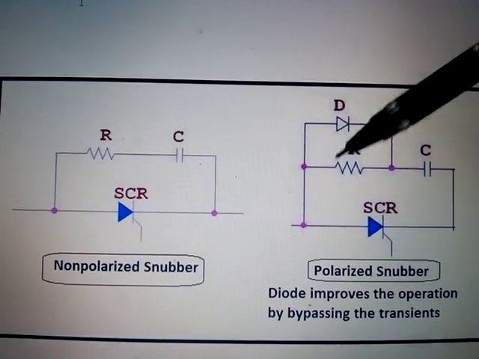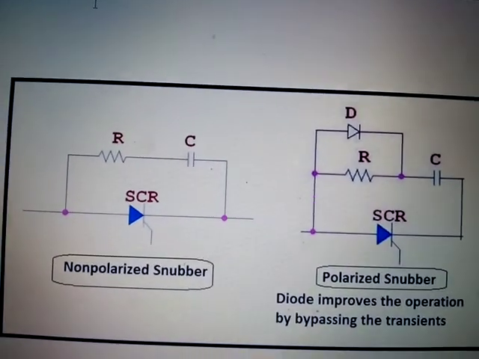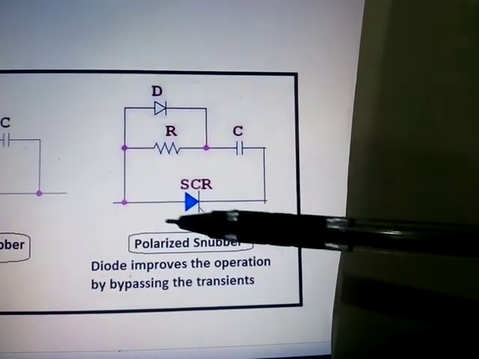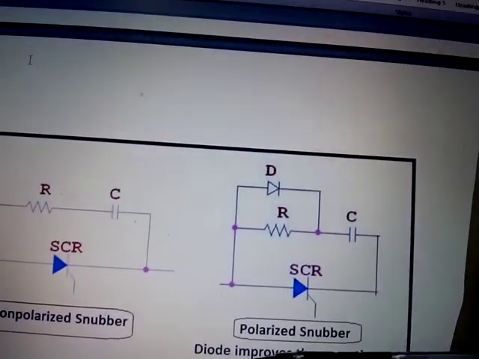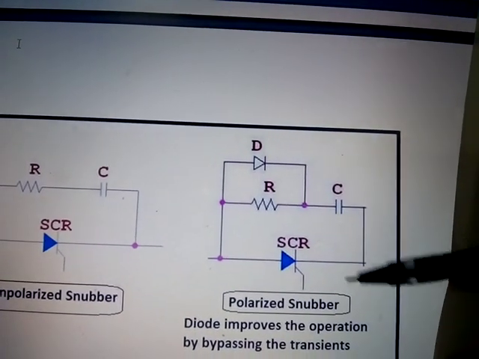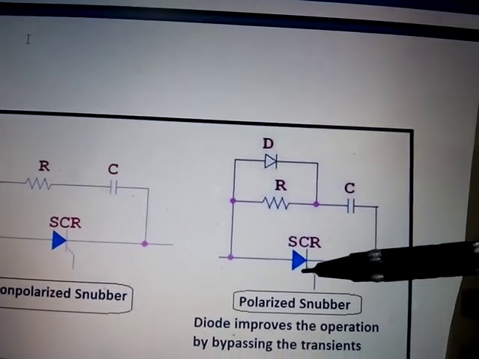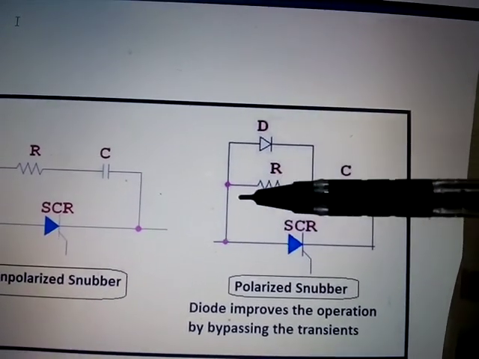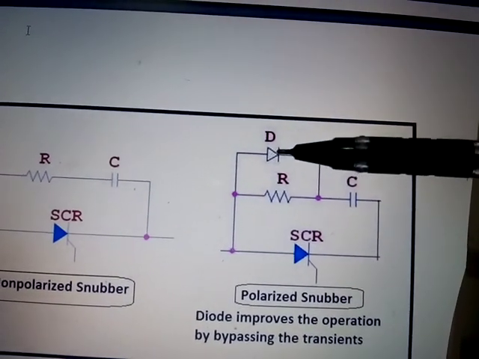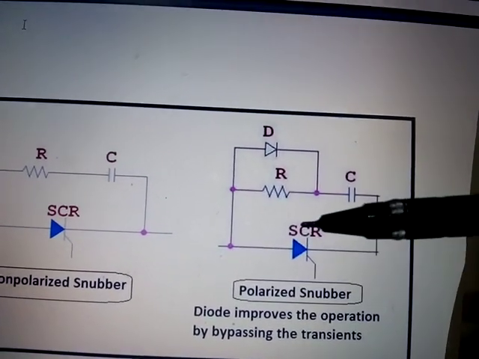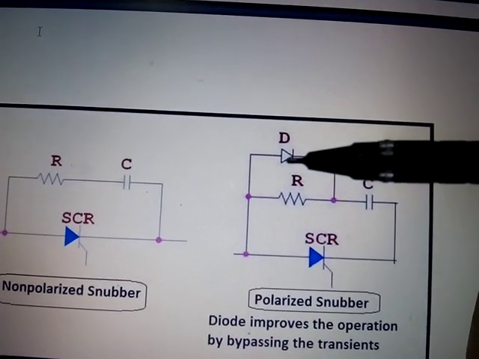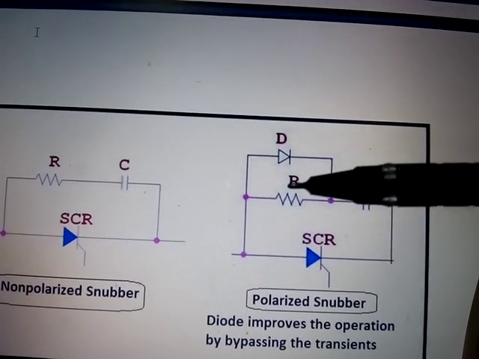Put a diode here. Now assume that here you have the power supply and here you have the load in this loop. Now what will happen is, as soon as you close the switch, this R is bypassed by the diode. So the SCR will not get the voltage of R. Only 0.7 volt will be here at maximum.